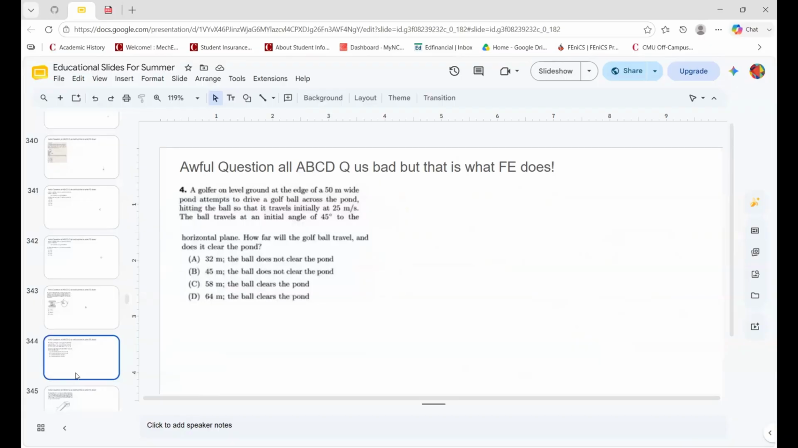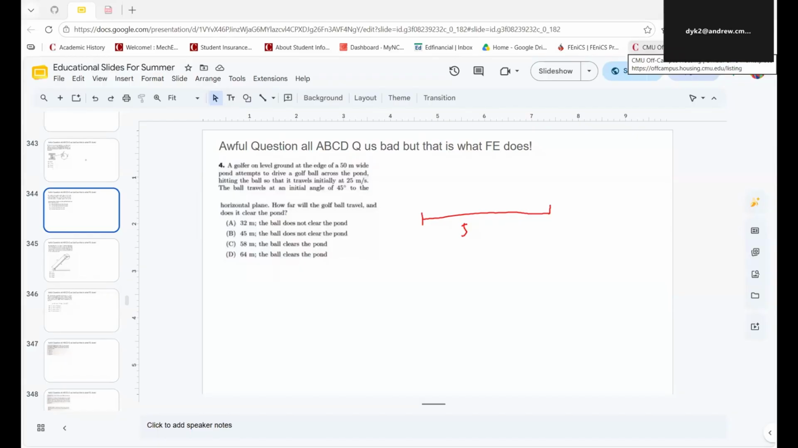A golfer on level ground at the edge of a 50-meter wide pond attempts to drive a golf ball across the pond, hitting the ball so that it travels initially at 25 meters per second, at 45 degrees above the horizontal plane. How far will the ball travel, and does it clear the pond? So it's a 50-meter pond, right? You start with a 45-degree angle, right? You have 25 meters per second, right? Sounds like a classic. Where would it hit?